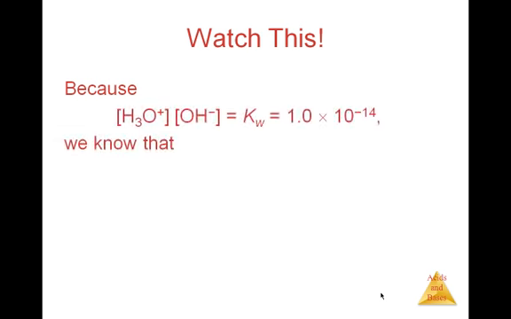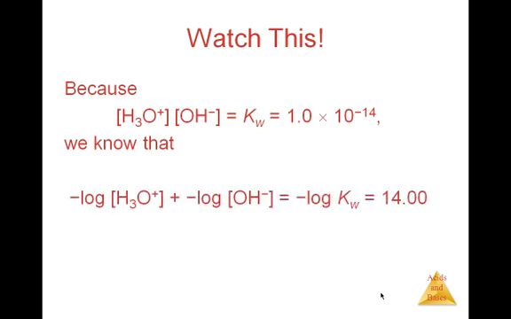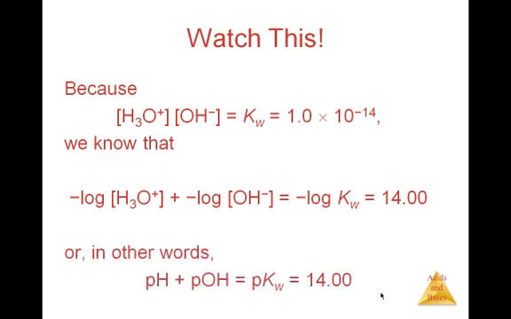Watch this carefully. Because the concentration of hydroxide times hydronium equals Kw, which is 1 times 10 to the negative 14th, we know that the negative log of H3O+ plus the negative log of hydroxide is equal to the negative log of Kw, which is 14. In other words, if we get rid of those logs, pH plus pOH equals pKw, which is 14.